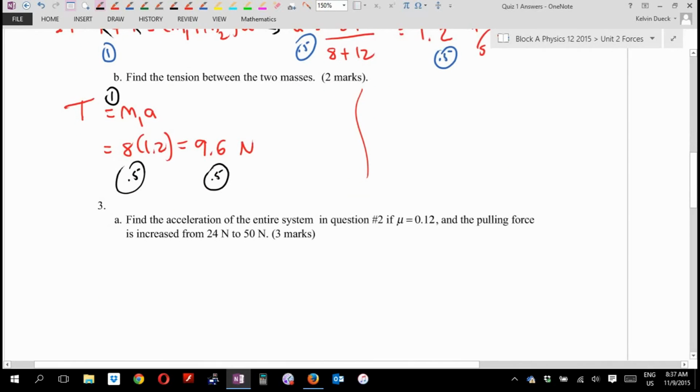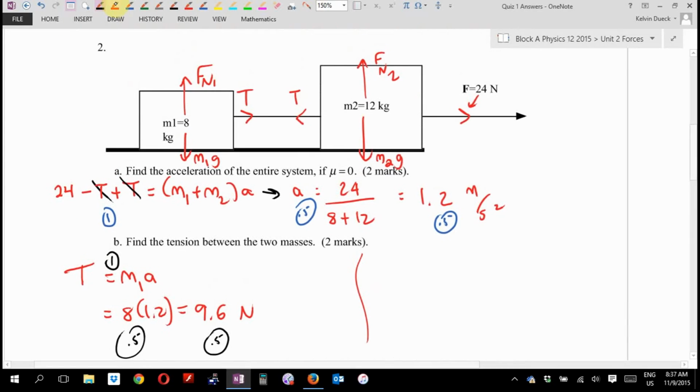Number 3, find the acceleration if there's a mu. What's mu? I don't know. What's mu with you? 0.12, right? So there's going to be a friction force, number 1. And there's going to be a friction force, number 2.